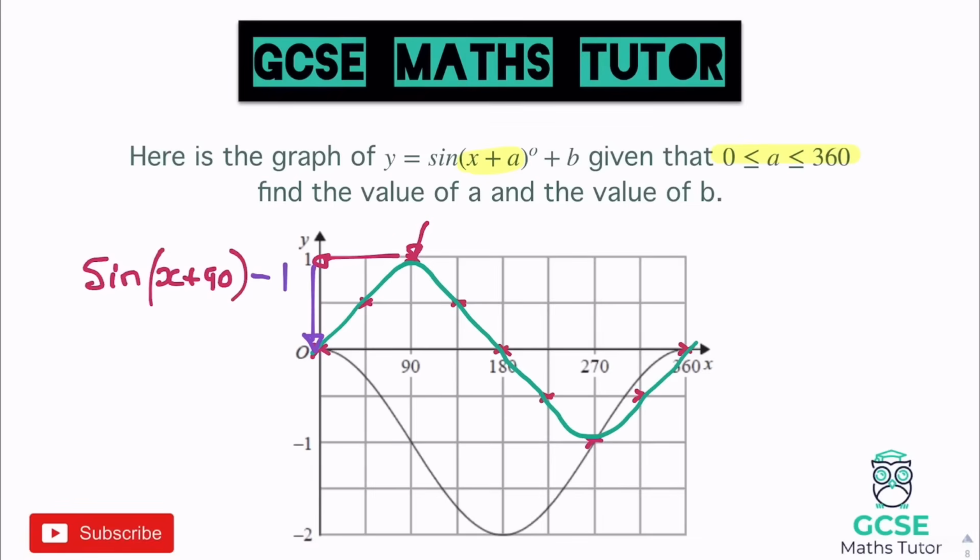So our value of A is the 90 there. That allows us to move it left by 90. And our value of B there is -1, and that allows us to move it down 1. So that's our two values. That's how we would get our graph to move.